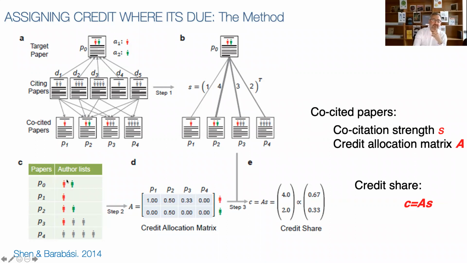And if you apply it to this particular situation, what the formula would tell us is that 67% of the credit goes to the red author and 30% of the credit goes to the green author in this particular case.